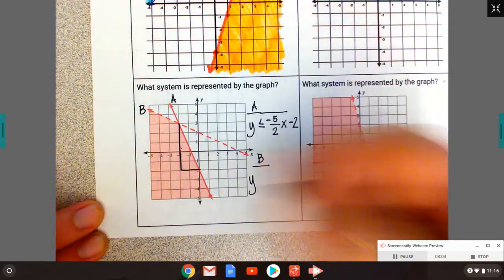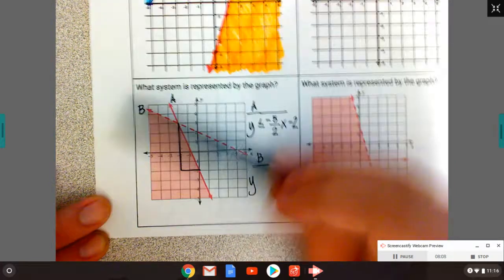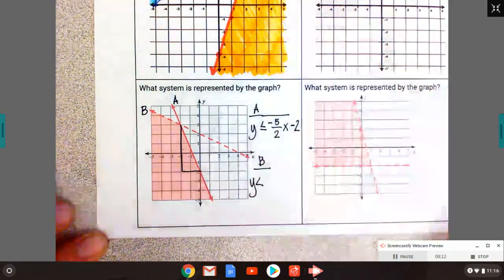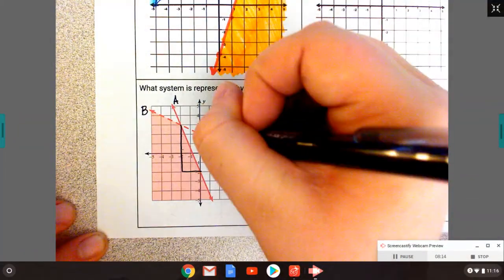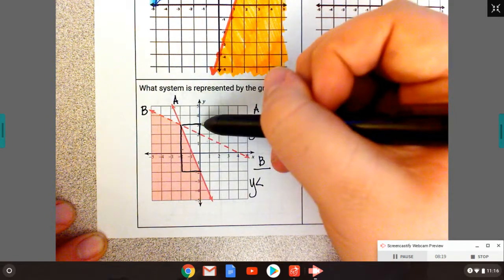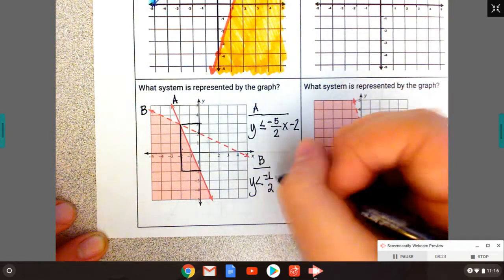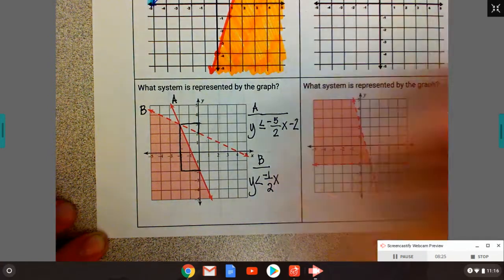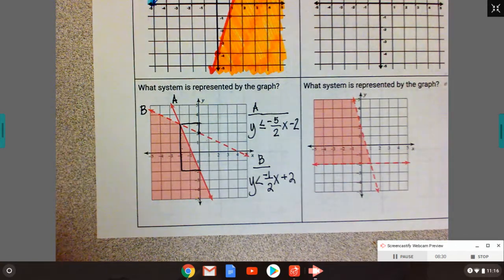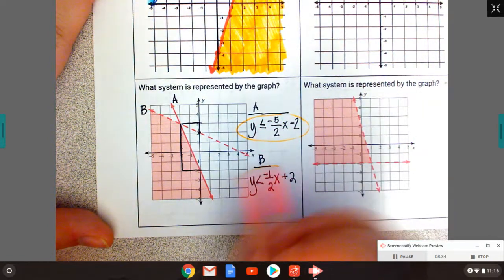Our second line B. We are going to set ourselves up again with the y. It is going to be shaded this way, so down, and it's not bolded in, so less than. Our slope was rise 1, run 2, so 1/2, and it was going down, so -1/2 x for our slope. Our intercept was here at +2, so +2. So if we're looking for the system, then our answer would be these two equations.